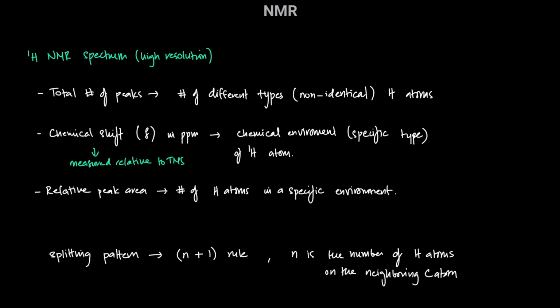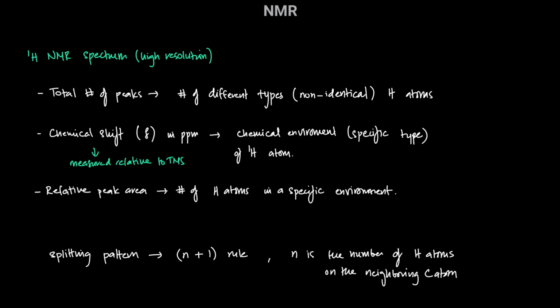So previously we learned about high resolution NMR spectroscopy. Specifically, when we're talking about a high resolution NMR spectrum, we're looking for a few different things. The total number of peaks corresponds to the number of different types of, the number of non-identical hydrogen atoms or protons. The chemical shift of a specific proton specifies the chemical environment, or the specific type, of that proton or hydrogen atom.